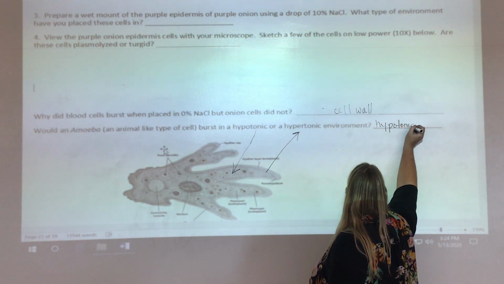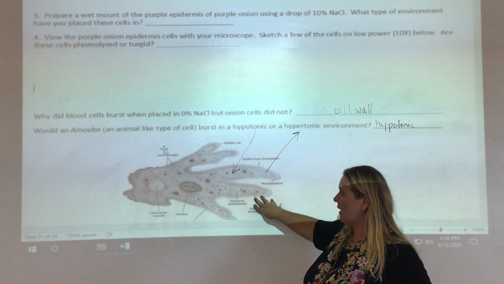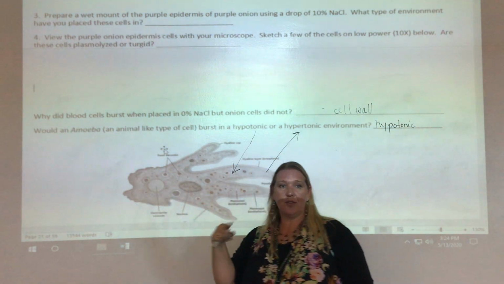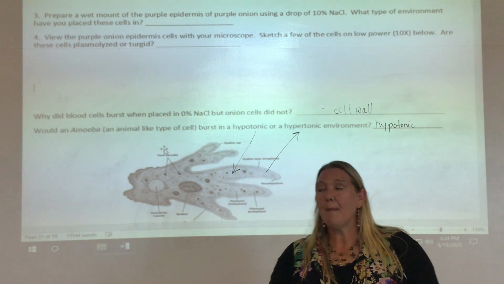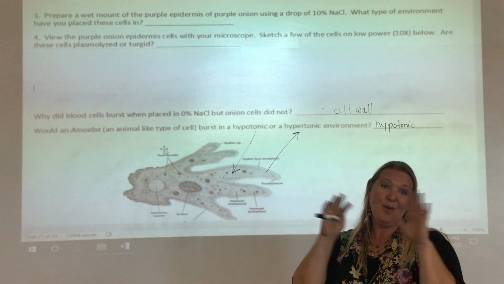Hypotonic solution. It probably wouldn't happen as fast as the red blood cells that we saw, because it has contractile vacuoles, which are going to help osmoregulate. But it still would burst. That is finally now the end of this lab.